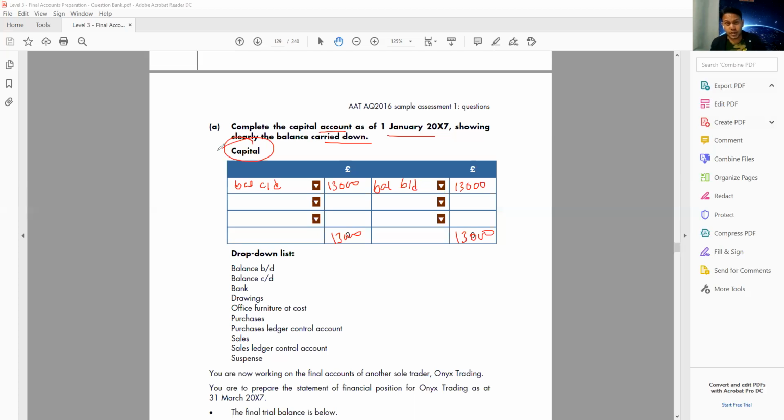But the question is tricky if you don't understand that. Like if later on they use money from this business account for some other reason, you might say this is also capital, but this is not. So make sure you read the question very carefully. Okay.